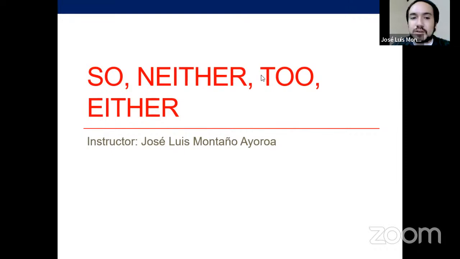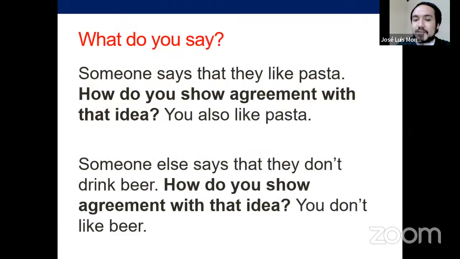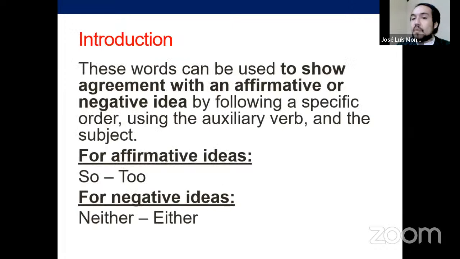Too early also. And either is the way that you were using neither, right? But we use either for negative agreement. But just in case, do you know any other usage for either? All right, good. The main ones are the ones that we got, Gladys. So let's take a look at this. This is the answer to what you were saying. For affirmative ideas, we use so and too. For negative ideas, we use neither and either.